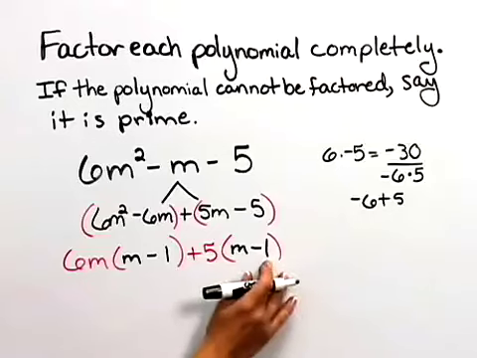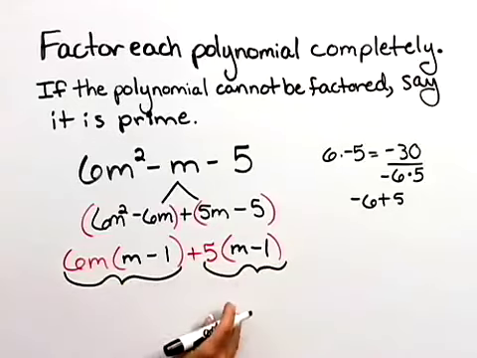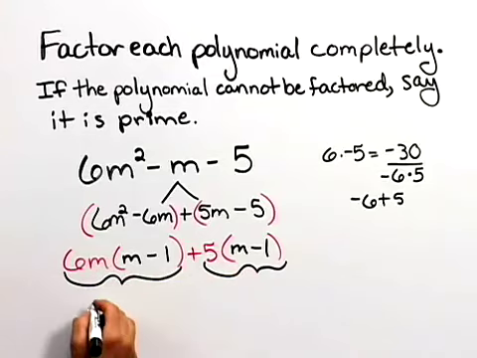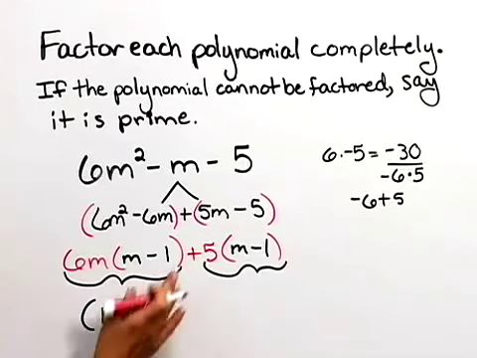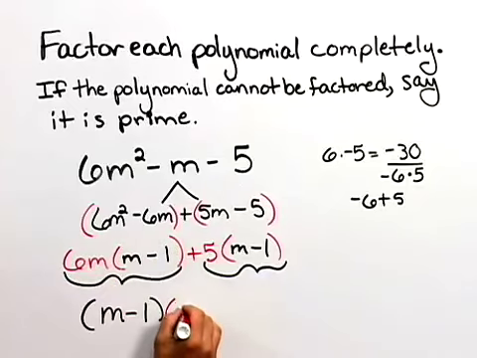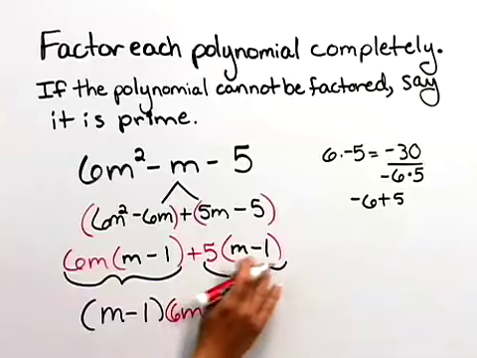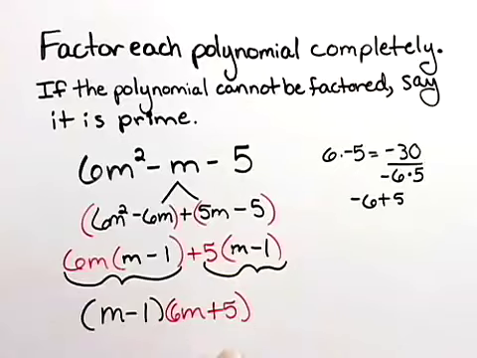Notice the parentheses match, so this is considered one large term, and so is that, since we have a multiplication there. So both of them have an m-1. Let's factor the m-1 out. If you factor the m-1 out of this term, you're left with this 6m. If you factor the m-1 out of this term, you're left with your 5. So the answer for this particular problem is the quantity m-1 times the quantity 6m plus 5.